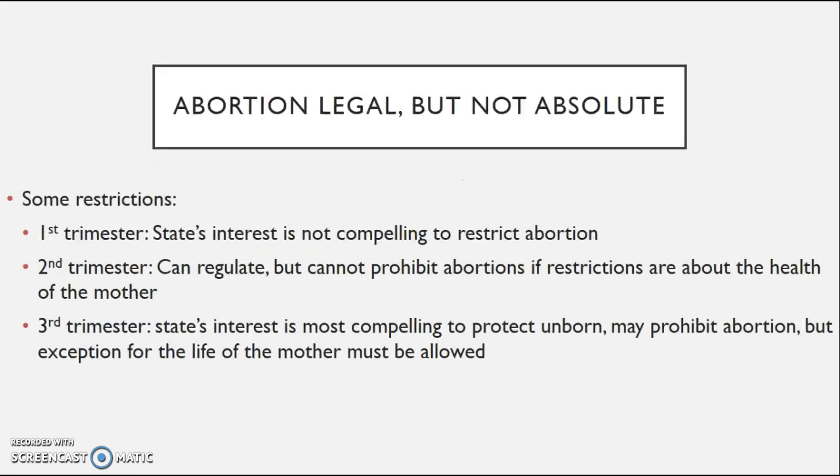Keep in mind, although abortion is legal, if you read the majority opinion, and I highly suggest reading the majority, the concurring, as well as the dissenting opinions to really get a full understanding of this, it is not an absolute right. So the Supreme Court in the majority opinion are going to say, yes, you can make some restrictions. Now, in the first trimester, they're going to argue that the state's interest in protecting its future citizens is not compelling enough to restrict abortion. However, by the second trimester, the state can begin to regulate, but cannot prohibit abortions if restrictions are about the health of the mother. And the third trimester, the state's interest is most compelling to protect the unborn, and it may prohibit abortion, but with the exception of the life of the mother, which still has to be allowed. So you see that restrictions begin to trickle in the second and the third trimester. So abortion is not absolute.